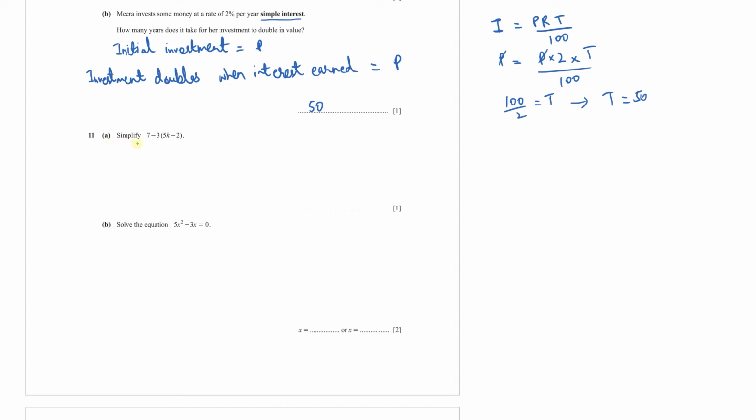Question 11, part A is simplify this expression. So 7 minus, I will open this bracket, minus 3 times 5 will be minus 15k, and this minus becomes positive, and 3 times 2 is 6. So 7 plus 6 is 13 minus 15k.